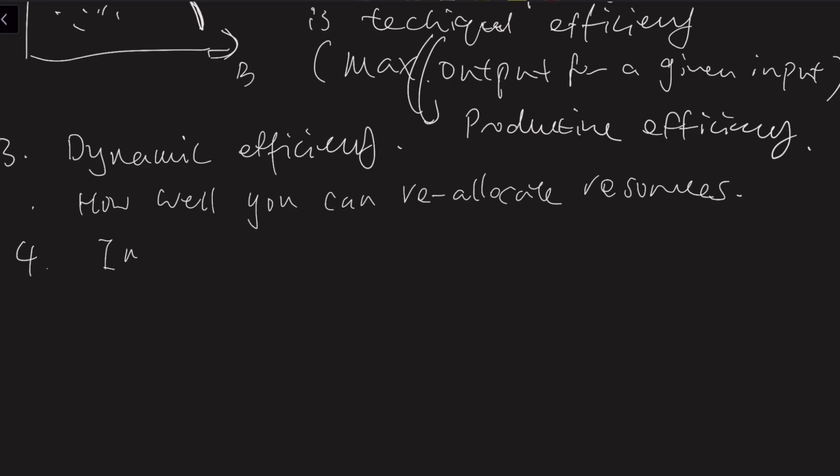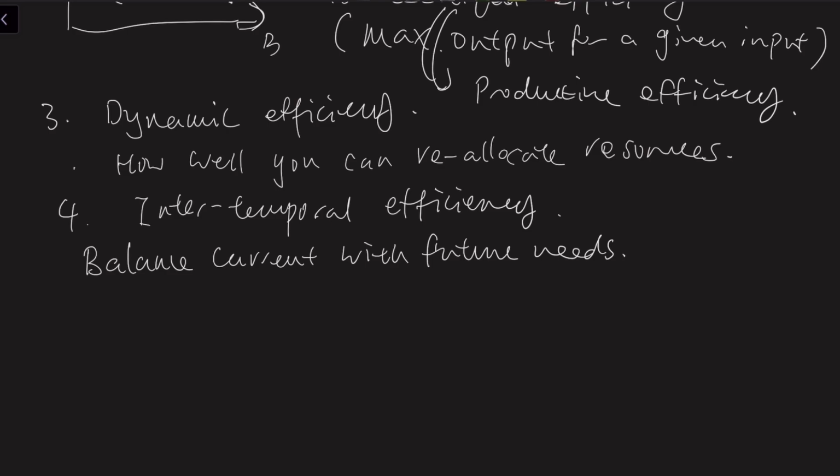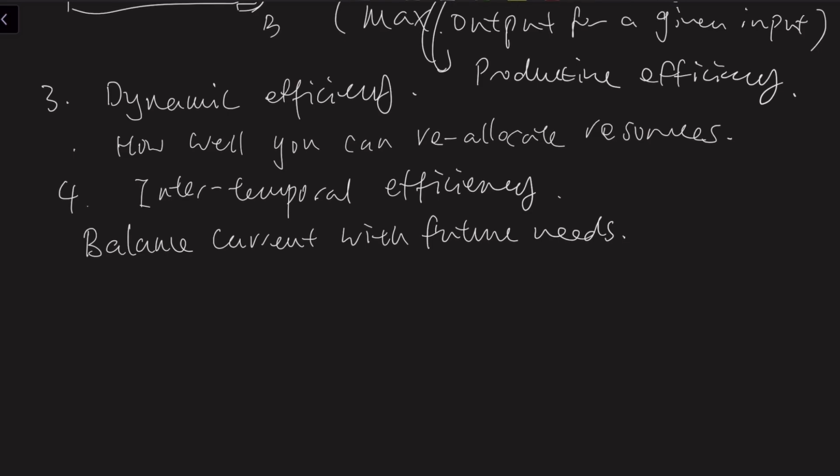And the fourth one is intertemporal efficiency. So this is basically a balance of current with future needs, and protects the environment essentially.